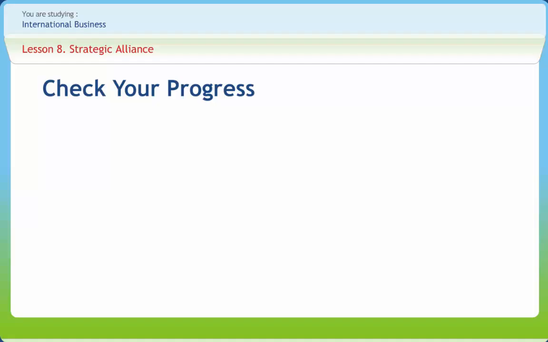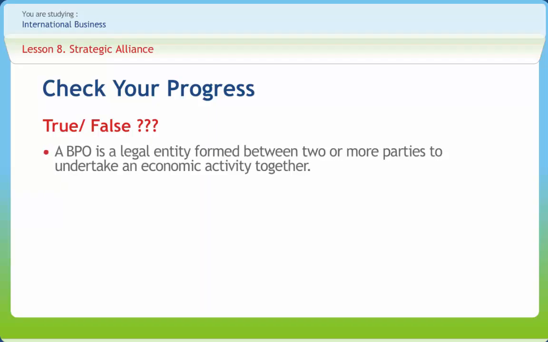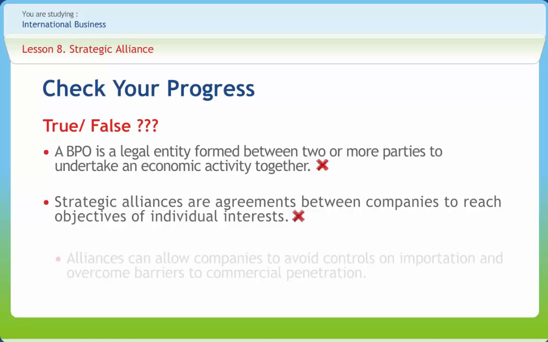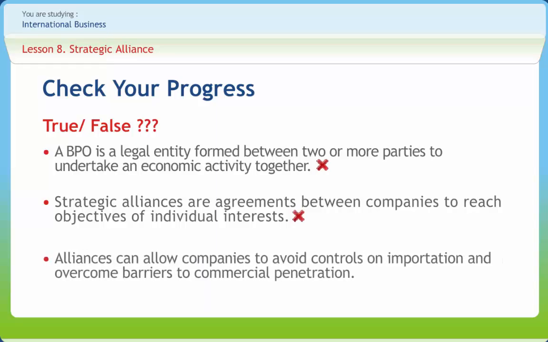Now let us check if we have understood the various concepts discussed in this lesson clearly. A BPO is a legal entity formed between two or more parties to undertake an economic activity together, right or wrong? Strategic alliances are agreements between companies to reach objectives of individual interests, right or wrong? Wrong. Alliances can allow companies to avoid controls on importation and overcome barriers to commercial penetration, right or wrong?